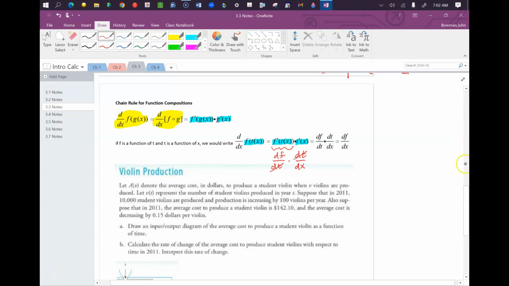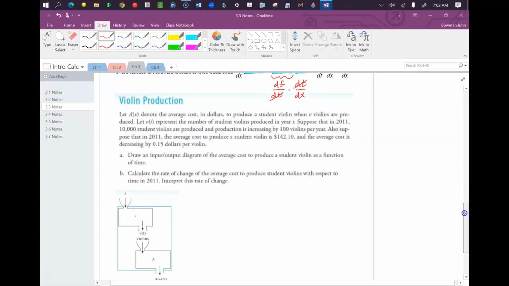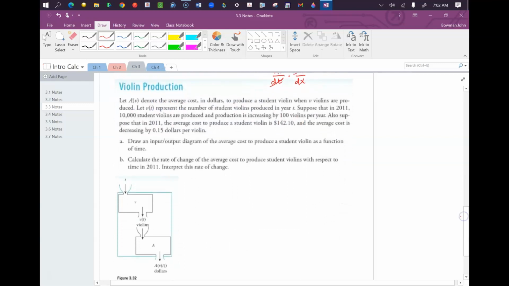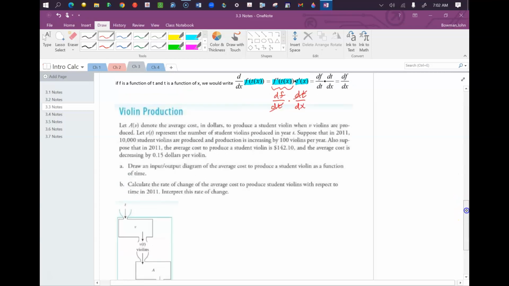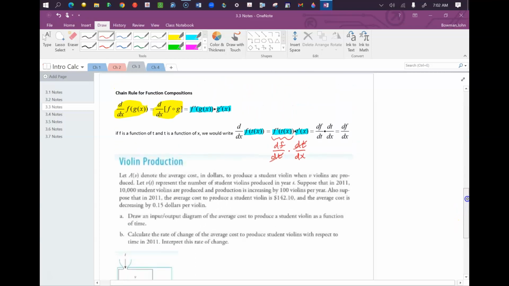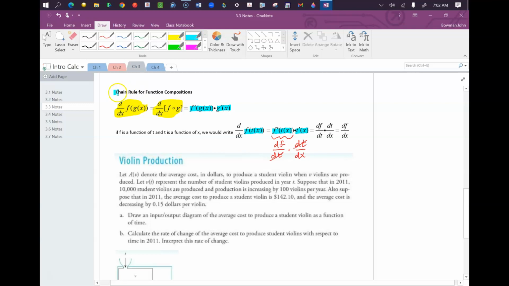So I'd like to do a few examples. One is more of an application word problem sort of thing, and the other one is just a straightforward, here are the functions. Let's find the derivative using the composition rule, which, by the way, is also called the chain rule.